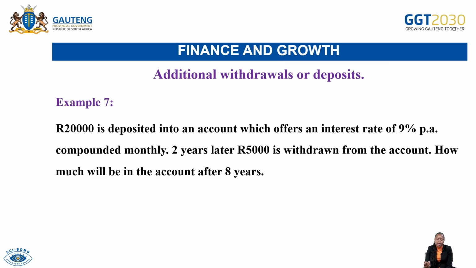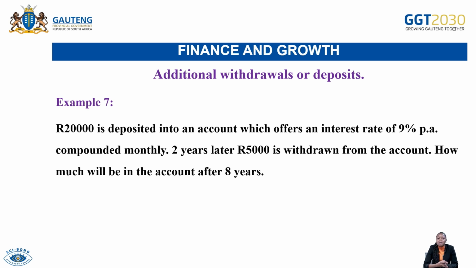So now let's look at additional withdrawals or deposits. So this one is easy and straightforward. When we are talking about additional withdrawals, when you are withdrawing, you are taking out money, right? So you just subtract that particular money with its interest. When you are depositing, you are putting money in the bank, right? So if you are putting in money, you say plus the particular money that you are depositing with its interest. Are we together? Okay, so let's look at example 7.